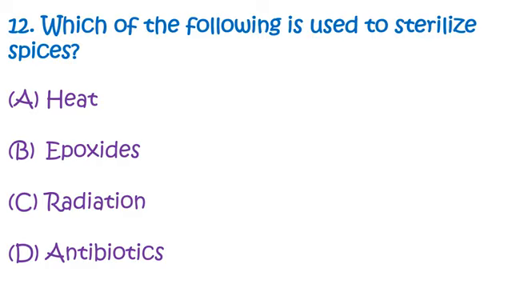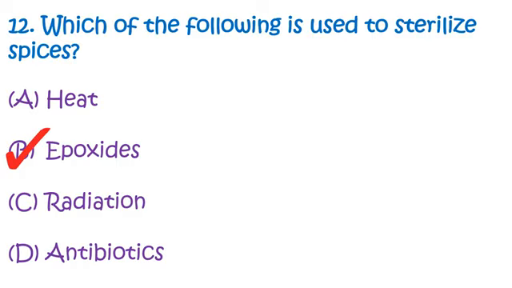Question number 12. Which of the following is used to sterilize the spices? Options are option A, heat; option B, epoxide; option C, radiation; option D, antibiotics. And the correct answer is option B, epoxides.